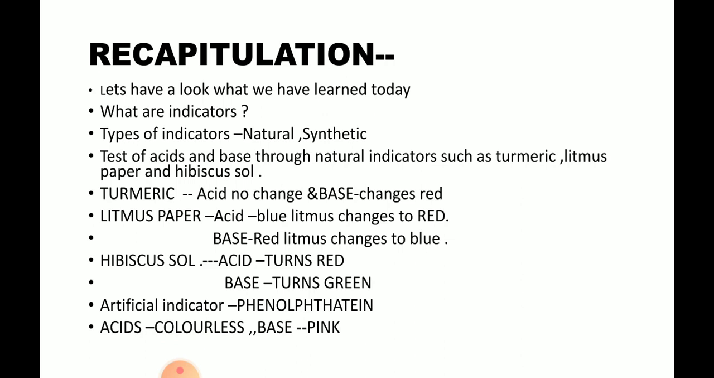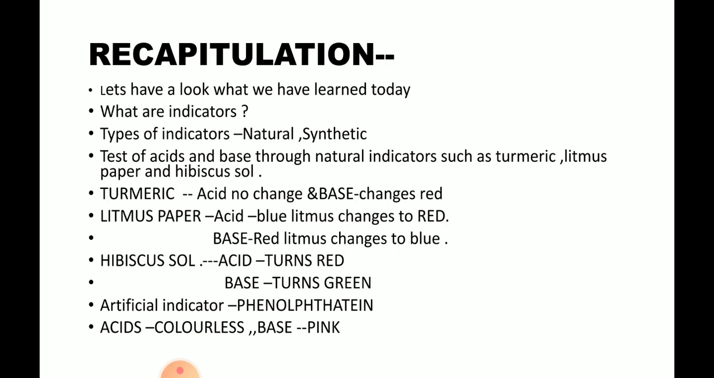So in this we saw how turmeric, litmus paper and hibiscus solution show the test of acid and base. We saw that turmeric, when added in acid, doesn't show any change, and when it is mixed with the base, it changes red. One more example: if we get a curry stain on our clothes, when we wash it, we see first it changes into red color. Why? Because detergents are basic in nature.